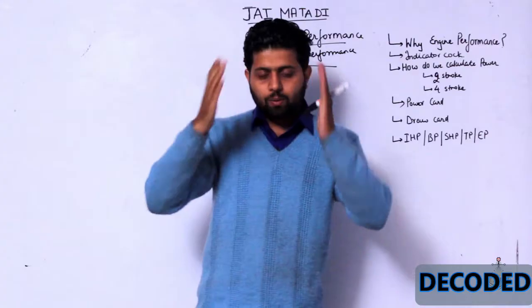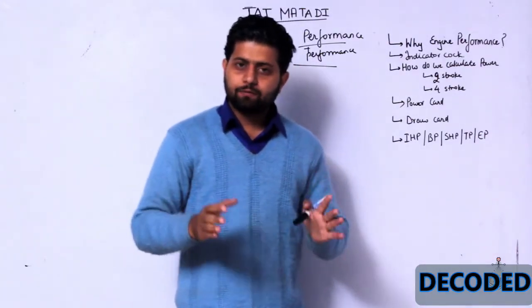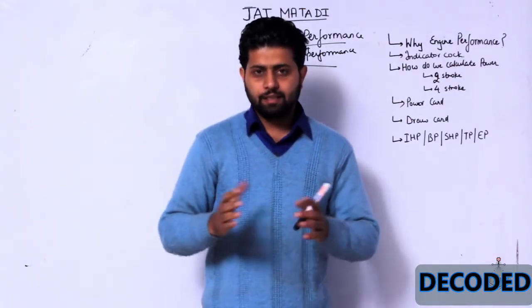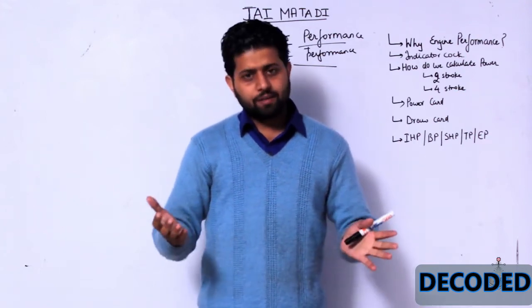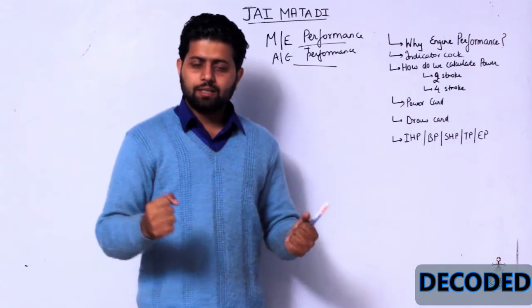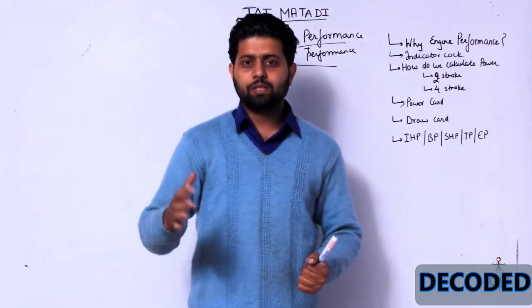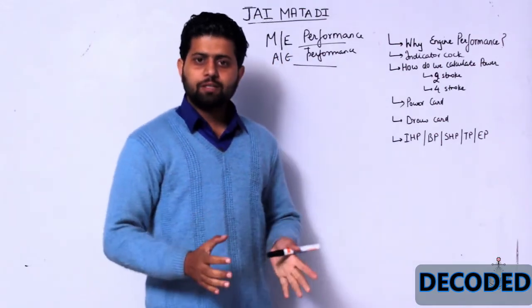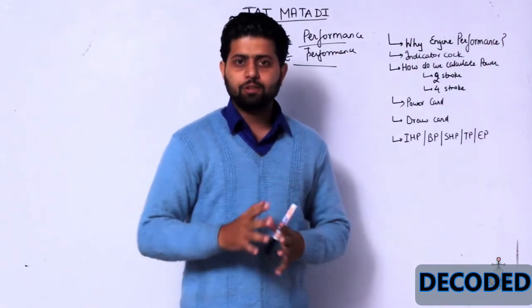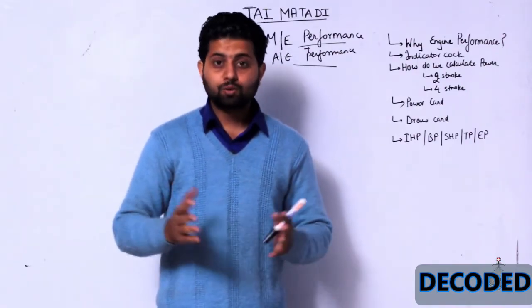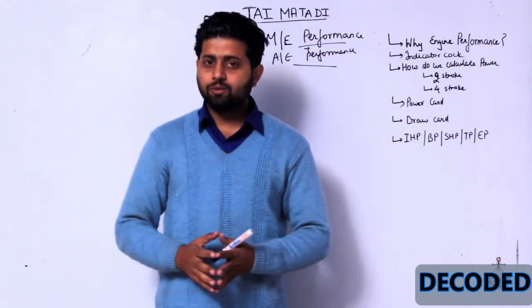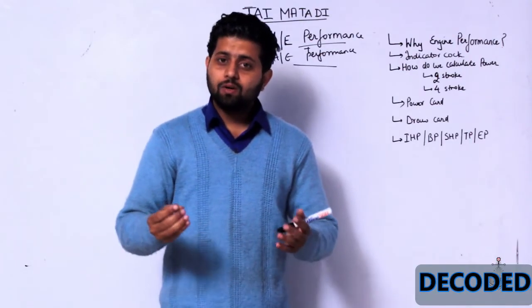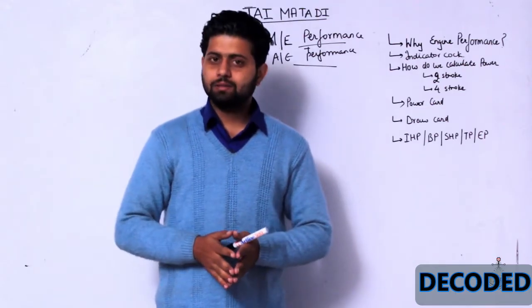I want you to remember one thing, that we calculate the performance of our engines every day in our day-to-day life. When we get a new Activa bike, it used to give us an average of 55 kilometers per liter. You put 1 liter of petrol and you'll get an average of 55 kilometers. That was good enough. Now my Activa is 7 years old, and it is giving me an average of only 35 kilometers per liter.